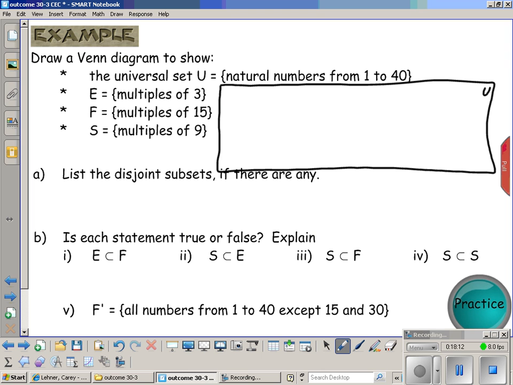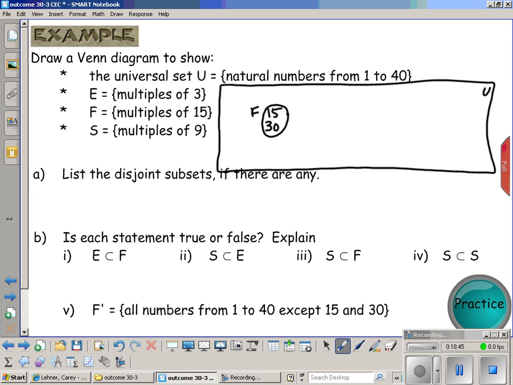The multiples of 15 are going to form set F, and the multiples of 9 are going to form set S. Now we have to consider, do we have some of these that are subsets of another? And we want to make sure that we incorporate them appropriately. So maybe we'll start with the larger one, the multiples of 15. We're going to call it F. Multiples of 15 between 1 and 40 are just 15 and 30. We're going to see where those end up falling in.